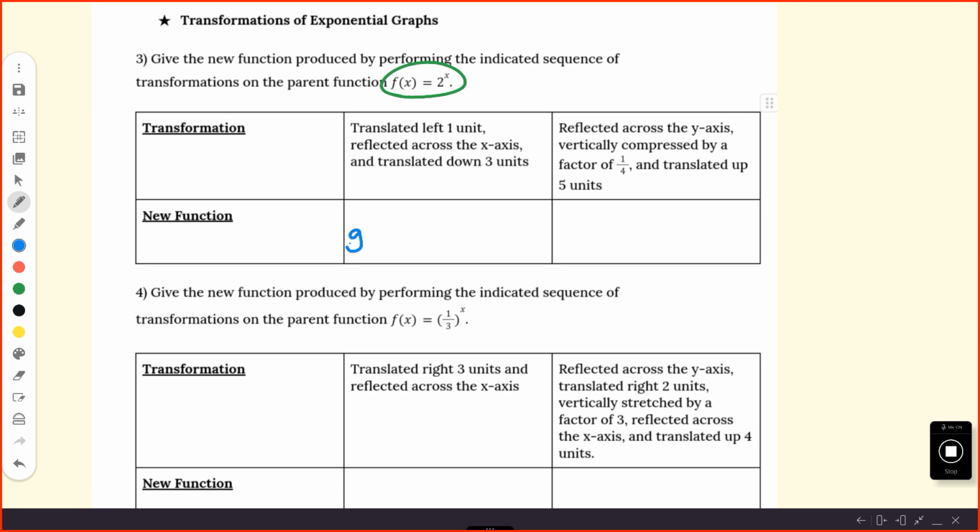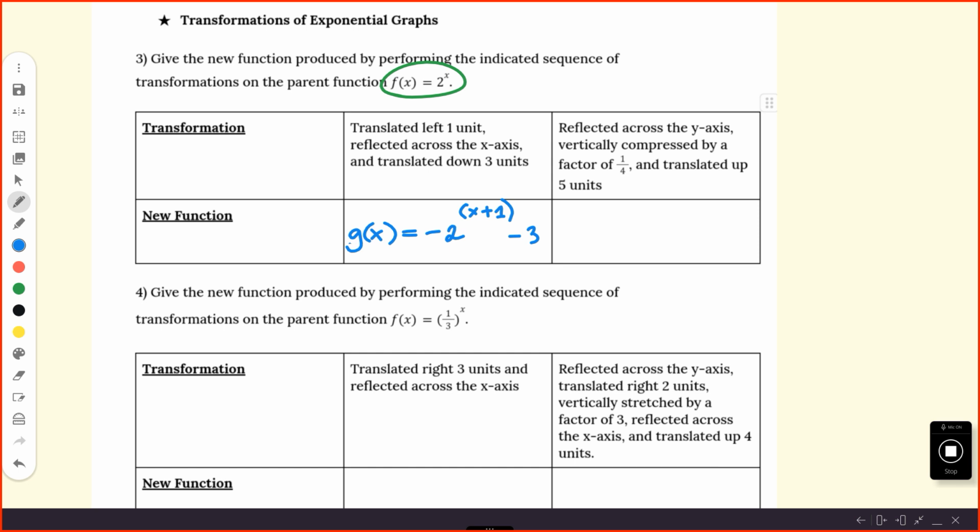All right, so we have g of x equals, what is our description? We have reflection across the x. So we have a negative, yes. And then what is the base? The base is 2. So negative 2, okay? And then translated left 1 and down 3. So where do we put the plus 1? In the exponent. So x plus 1, okay? And then down 3, so minus 3. Okay? So that should be your new function.